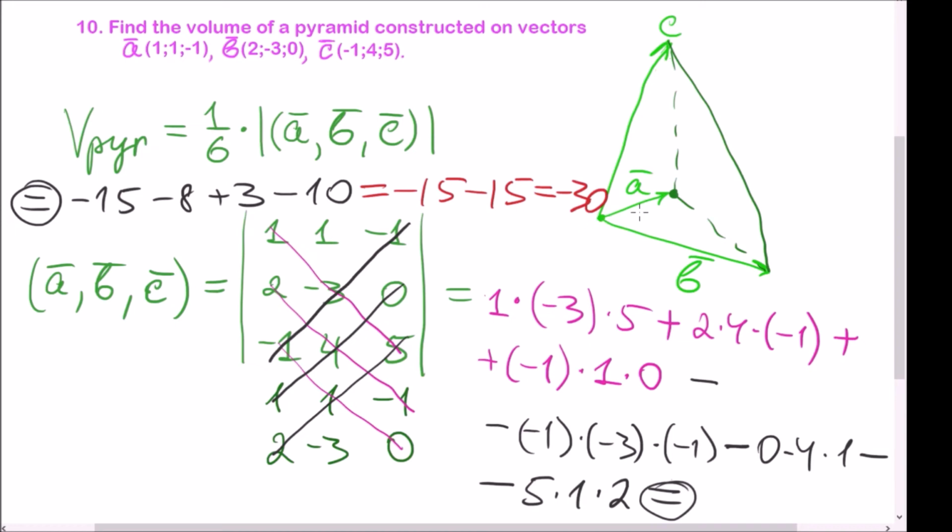What does it mean? It means that the given vectors a, b, and c form a left-handed triple. But the volume of the pyramid is 1 over 6 multiplied by the absolute value of the number minus 30. It will be plus 30 divided by 6. It is 5. Our answer, the volume of a pyramid constructed on the given vectors, is 5.